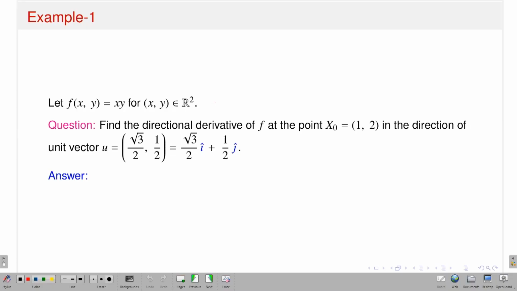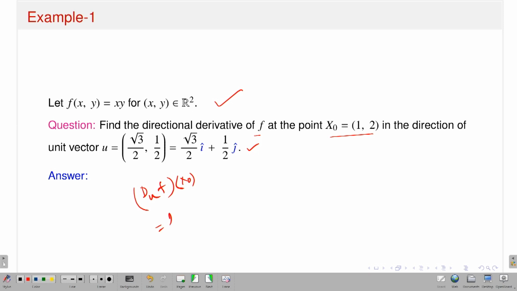For example, I have a nice function f of x y equal to xy, and these are continuous functions. Now the question I have given is to find the directional derivative of f at the point x naught equal to 1 comma 2 in the given direction. You just apply the definition, that's it. So what is the definition? I want to find d u f, the directional derivative of f in the direction u at the point x naught, which is 1 comma 2.